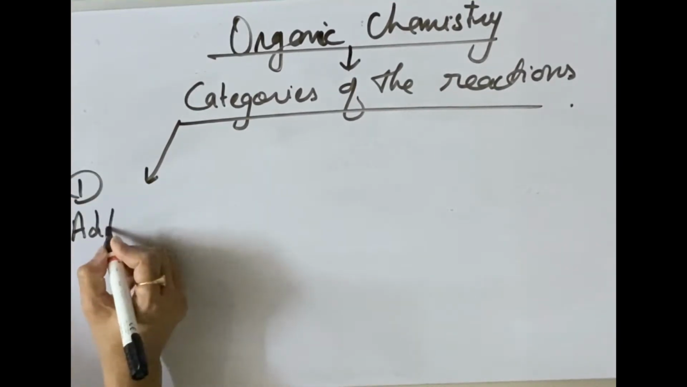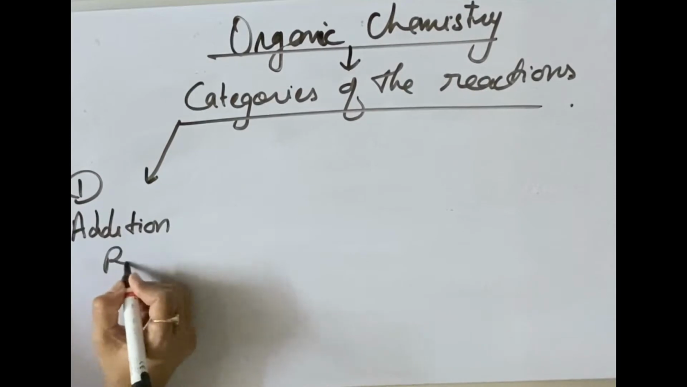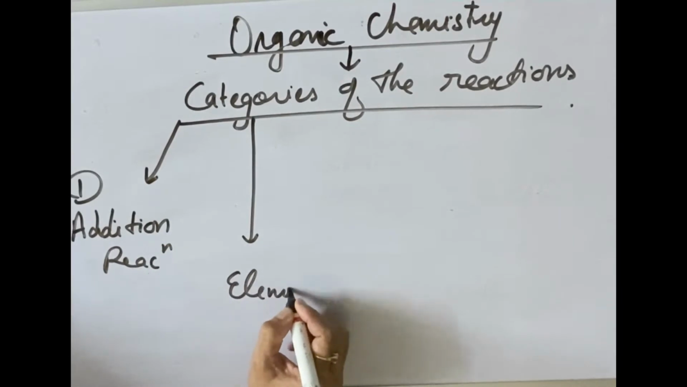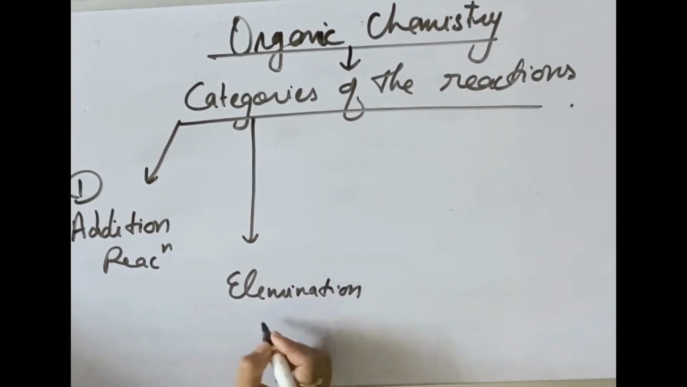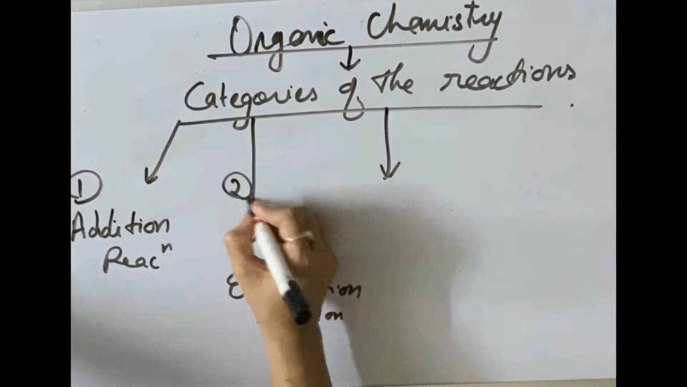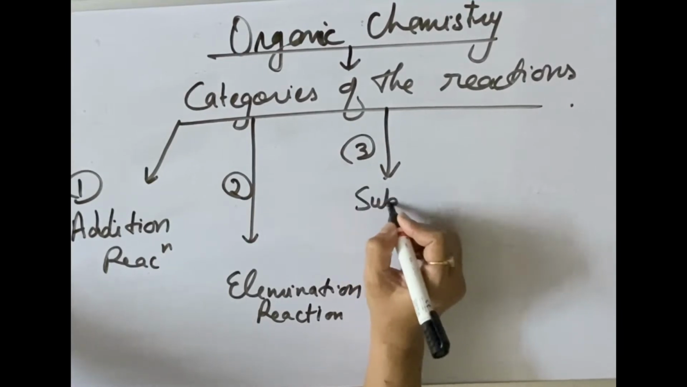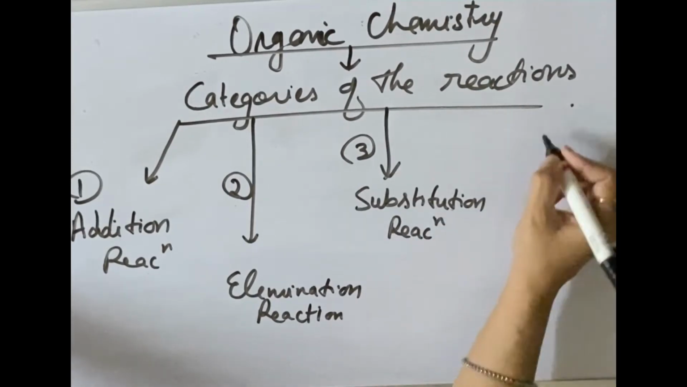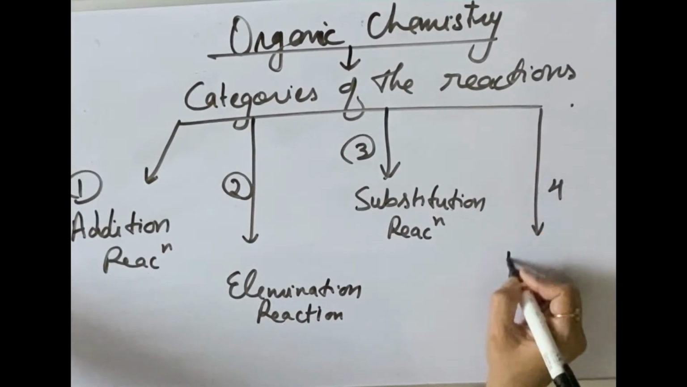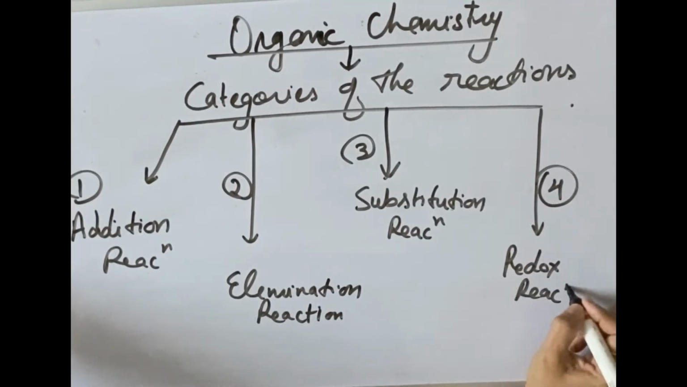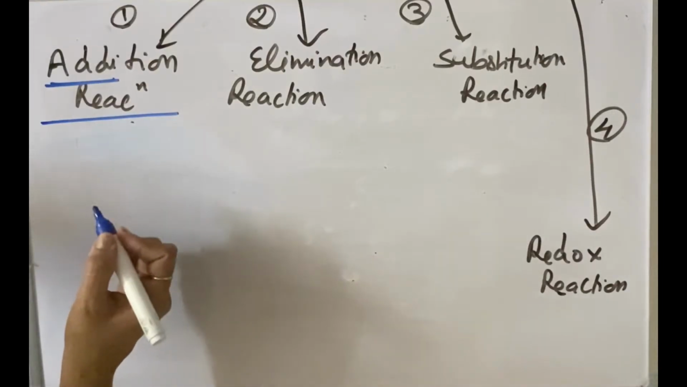So the first type is addition reaction. Second is elimination reaction. Third is substitution reaction. And the fourth category is redox reaction, where reduction and oxidation both take place together. Let's take the example of each.